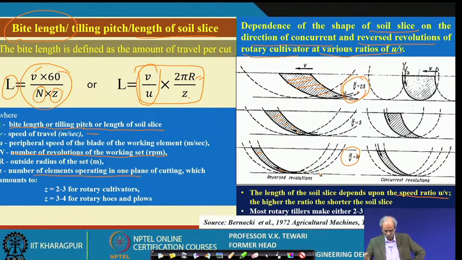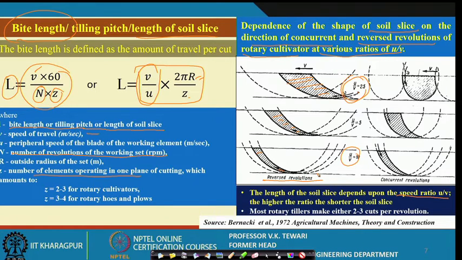This is the situation with reverse revolutions in the upcut type of rotavator blades when they are continuing. When you take care of the concurrent revolutions, then have a look at this here.